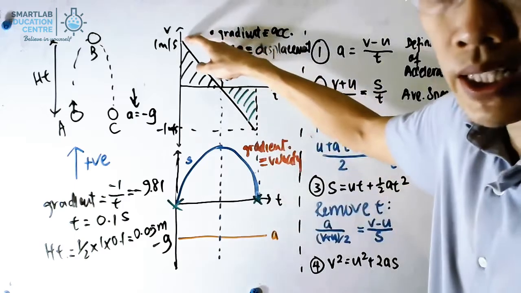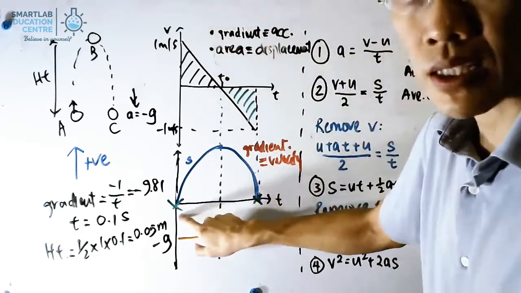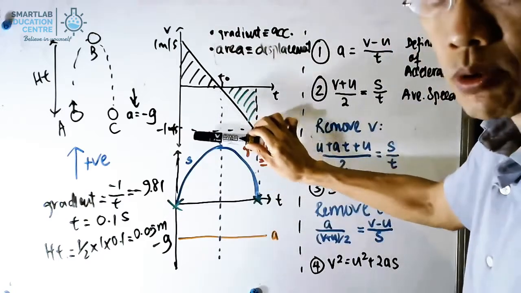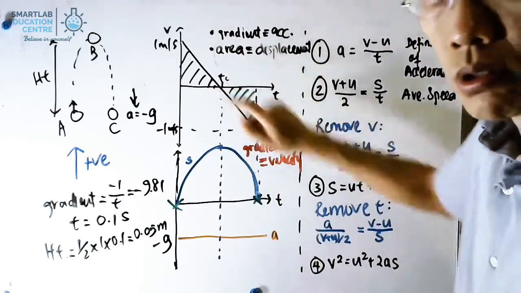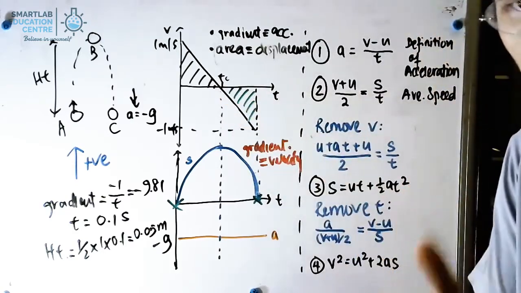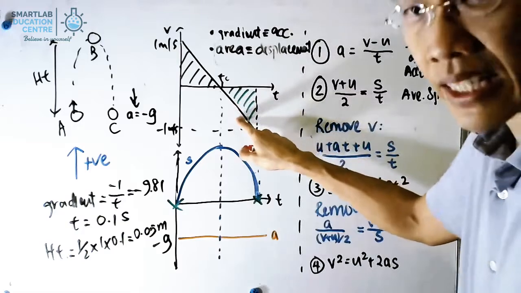So the velocity is very high at this point. So displacement starts at 0. So the gradient has to be very steep. By this point, the gradient is absolutely 0 because the velocity is 0. And at this point down here, it's important to note that the velocity is negative.